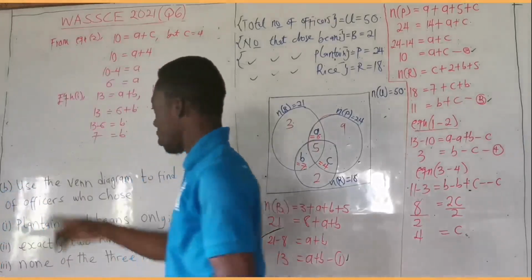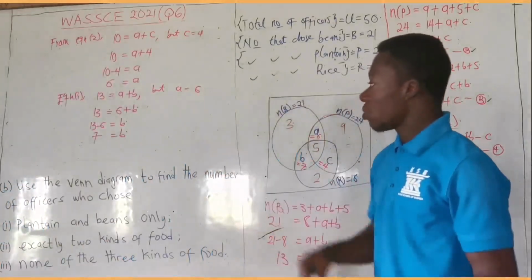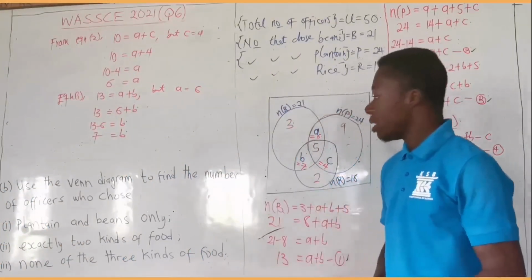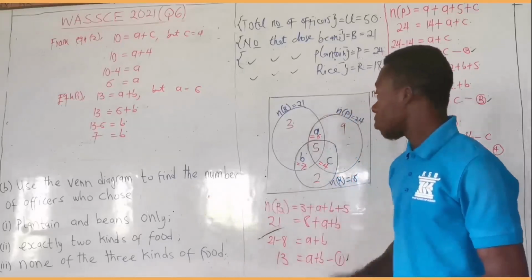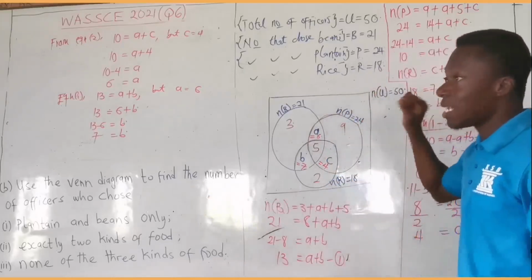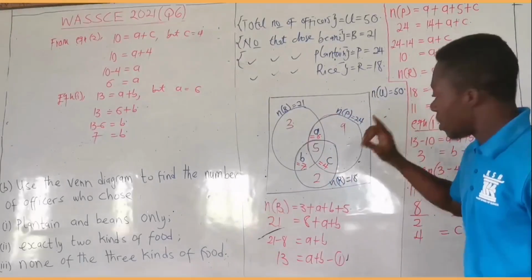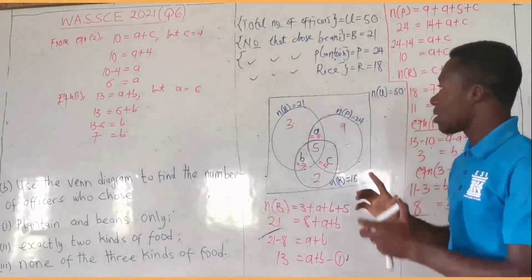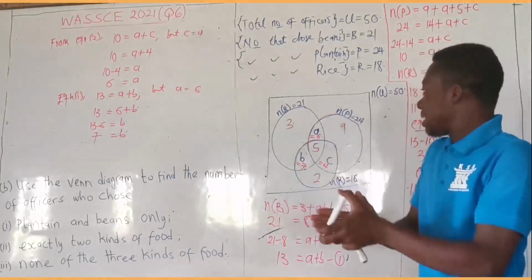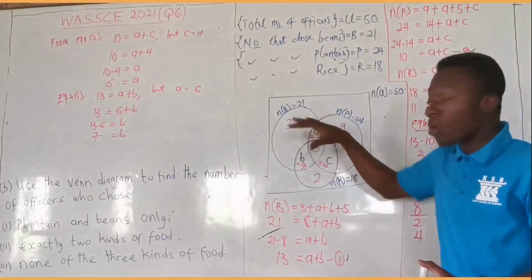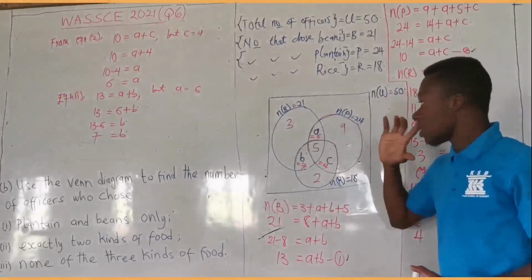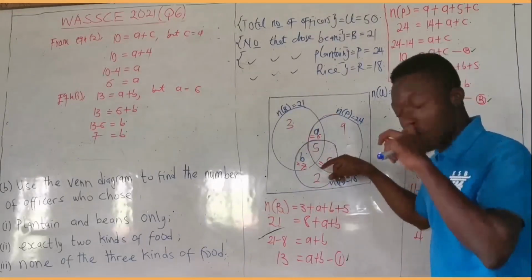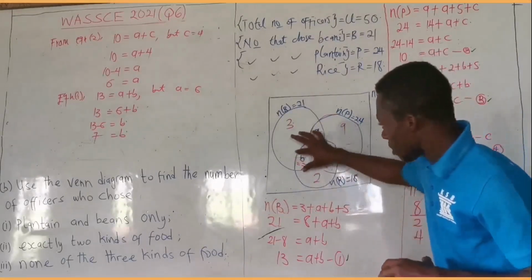So let's see the requirement of what it says. You have to use the diagram to find the number of officers who choose plantain and beans only. So what will be plantain and beans only? Meaning that the officer is only in plantain and at the same time beans, but not in all the 3 sections. I believe that is clear. So meaning that the person cannot be in the rice section or the rice diagram, right? The person cannot be here.